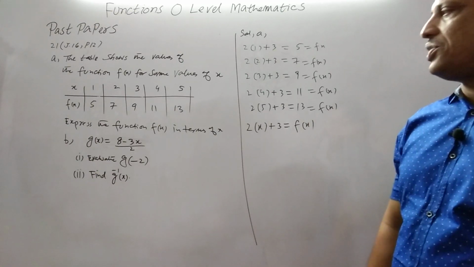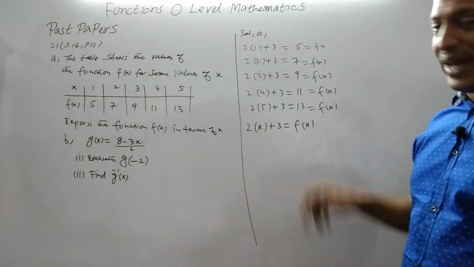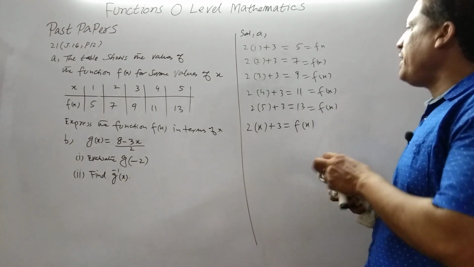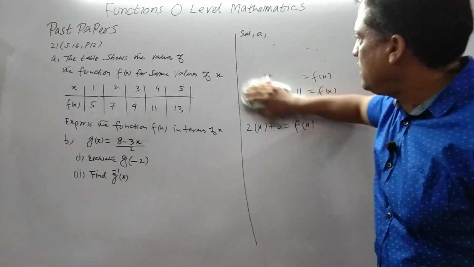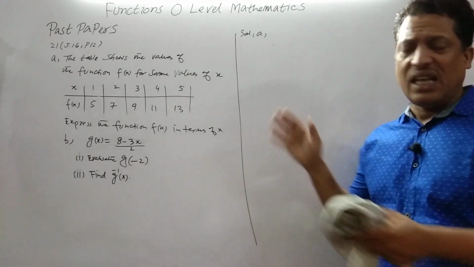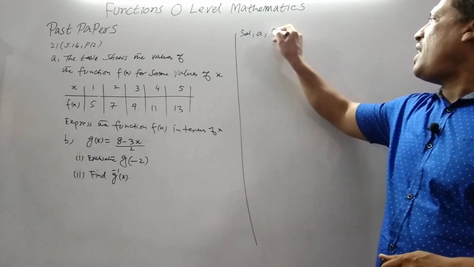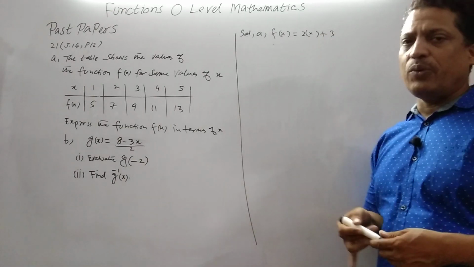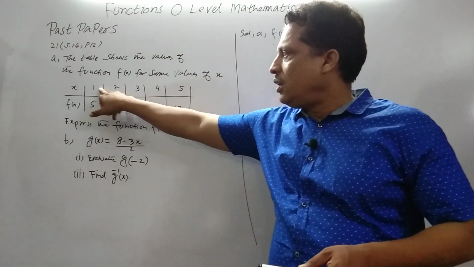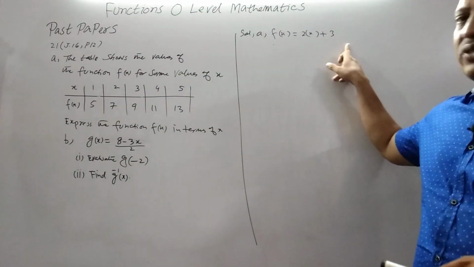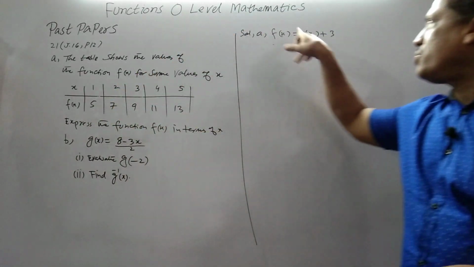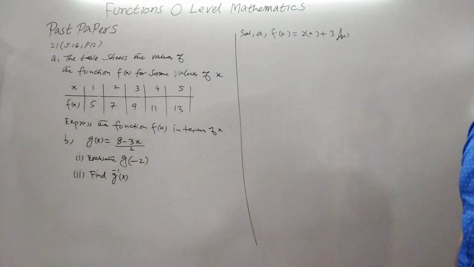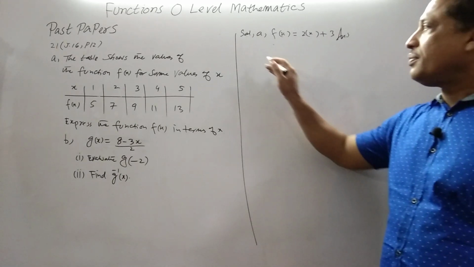So what is the question? Question is express the function f(x) in terms of x. The answer is f(x) is equal to 2x plus 3. I am writing the answer directly, I hope you understand, this is just rough work. Whenever you put the value of x as 1, you get 5: 2 ones are 2, plus 3 is 5. Whenever you put 2, 2 twos are 4, plus 3 is 7, and so on. So this is the answer of part A of question number 21.